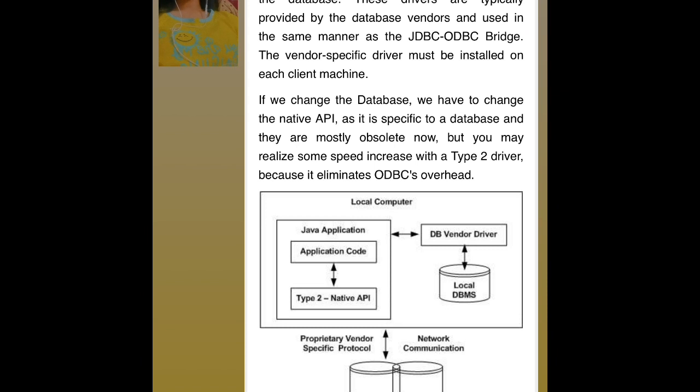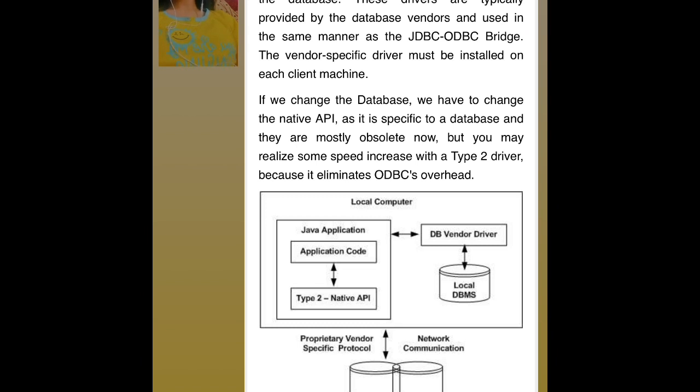Type 2: JDBC native API. In a Type 2 driver, JDBC API calls are converted into native C or C++ API calls, which are unique to the database. These drivers are typically provided by the database vendors and used in the same manner as the JDBC-ODBC bridge. The vendor-specific driver must be installed on each client machine.